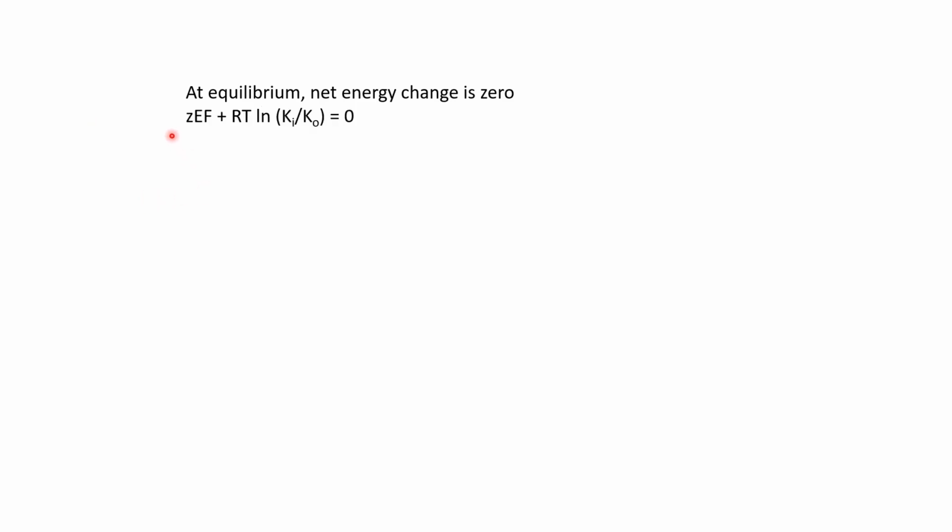So we can write the energy released by the electrical gradient, ZEF, plus the energy released by the chemical gradient, RT ln ratio of concentrations, is equal to 0. If this condition is met, then the potassium ions will be at equilibrium and they will not move. We can rearrange the terms and derive what the value of E will be at that point.